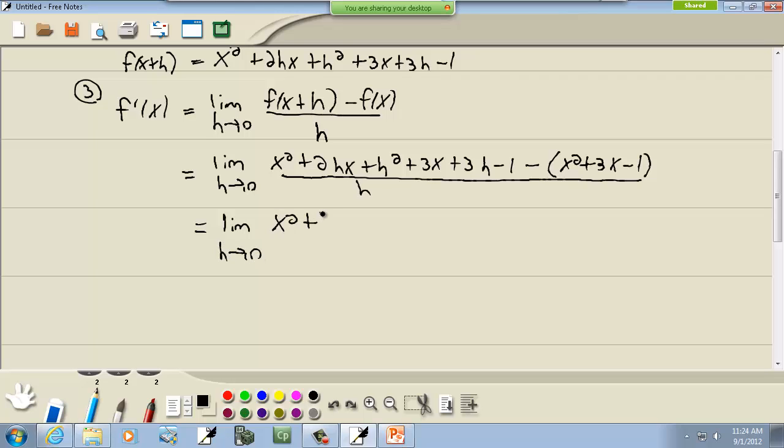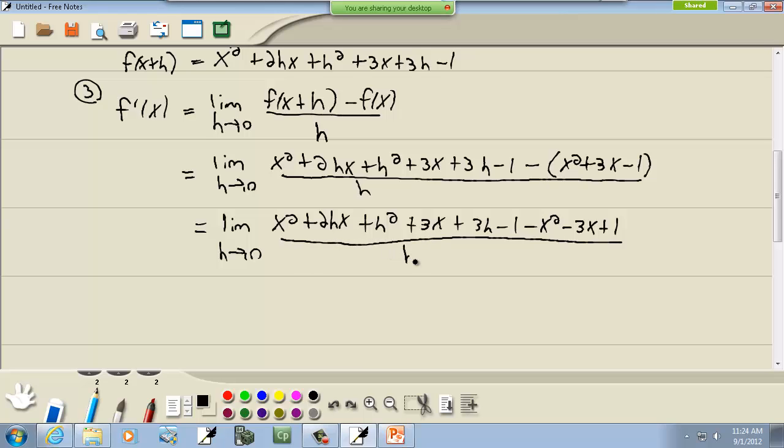So we got x squared plus 2hx plus h squared plus 3x plus 3h minus 1. A negative out in front of your parentheses flips the sign of everything, so it becomes a negative x squared minus 3x plus 1 all over h. Now combine together like terms. Here we have an x squared minus x squared. Those are going to cancel. Here we have a 3x minus 3x. Those are going to cancel. Here we have a minus 1 plus 1. And those are going to cancel.